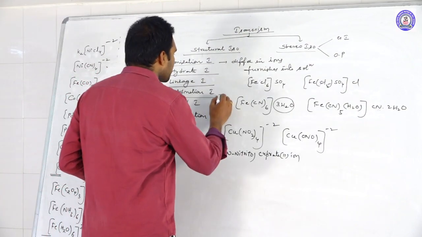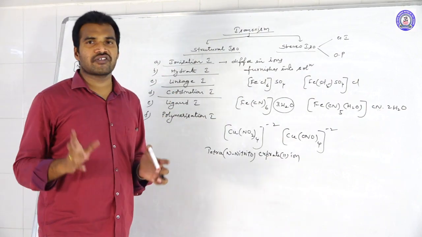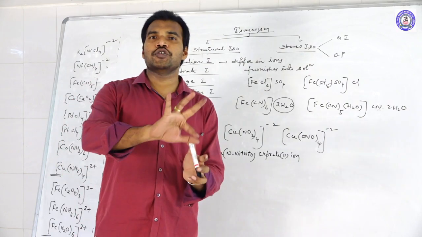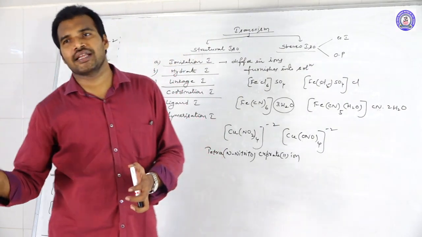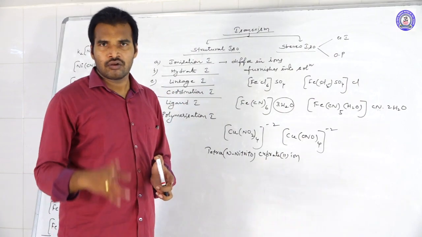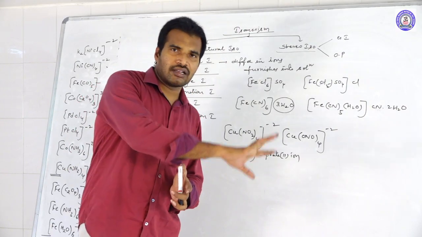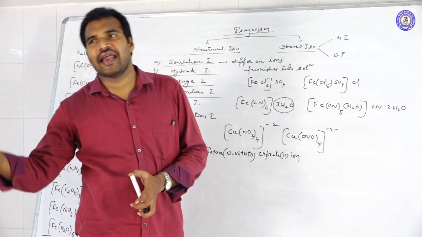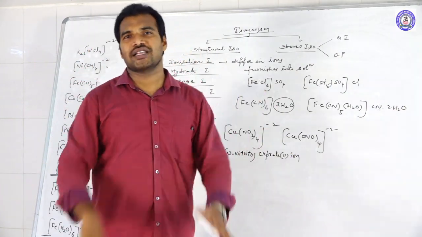Next one, coordination isomerism. This kind of isomerism we can observe when there is a mutual exchange of ligands between the cationic sphere and anionic sphere. So once again, this isomerism can be observed only when there is an exchange of ligands from the cationic sphere to the anionic sphere. That means here both cation and anion are complex spheres.